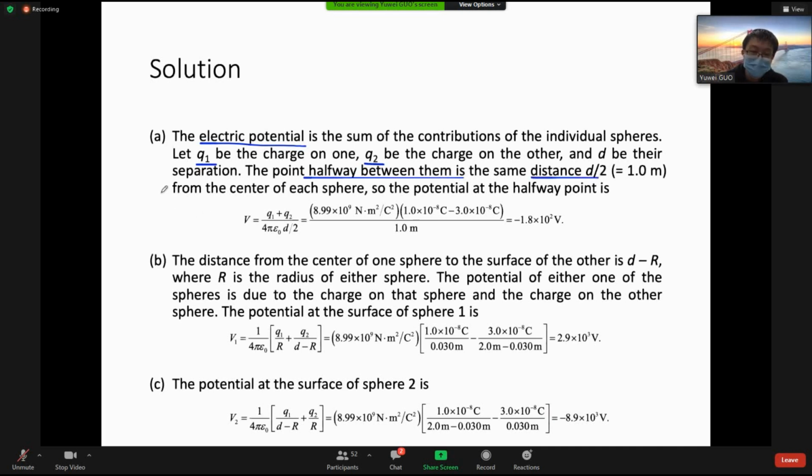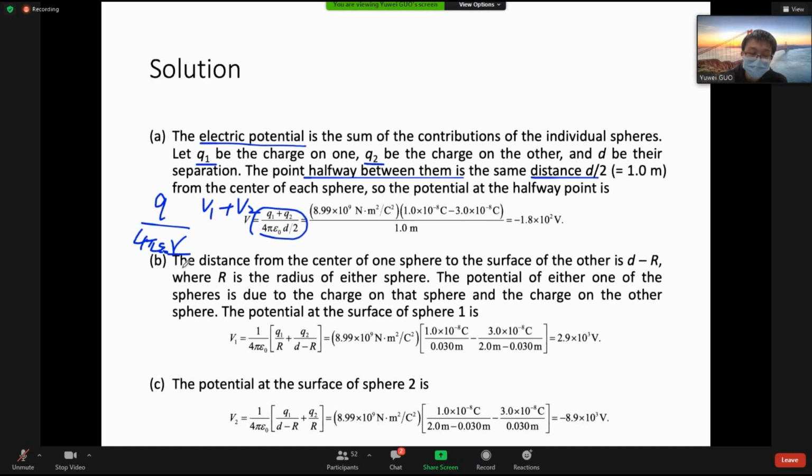And we know the potential is equal to Q over 4 times pi times epsilon 0 times R, where R is the same in this situation, so we can just simplify it by using V1 plus V2. And because the R is the same, they can combine together to calculate the potential of the halfway.